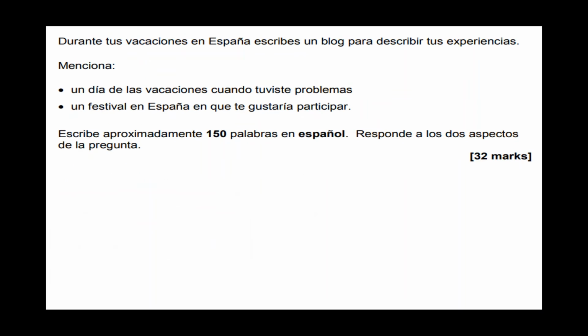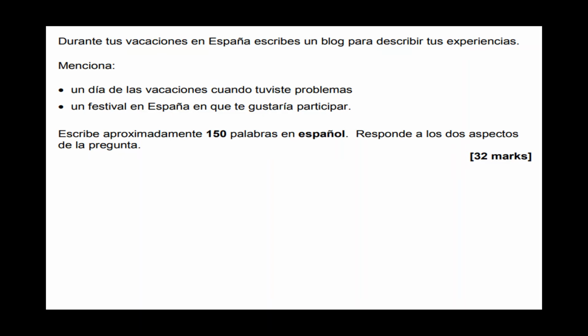Okay, now we're moving on to question 2, which is a 32 marker question. Again, this one you can be more creative and add more detail. You've got more scope to do so because you're writing 150 words for this. The title for this one is "Durante tus vacaciones en España, escribes un blog para describir tus experiencias."